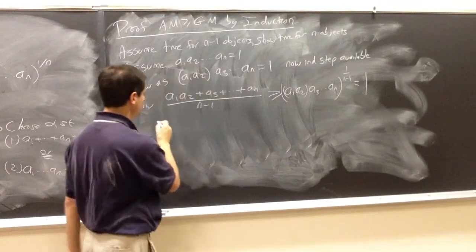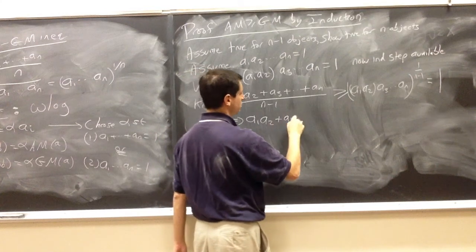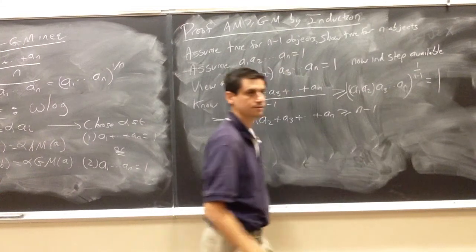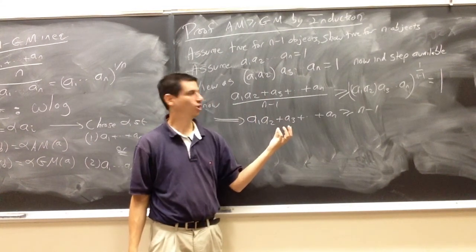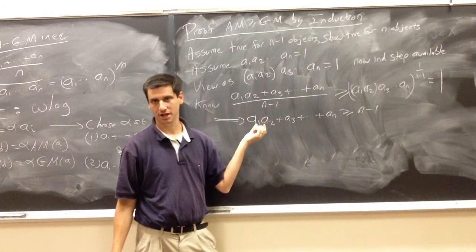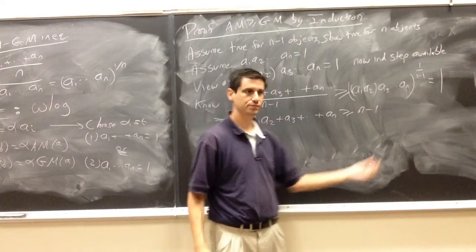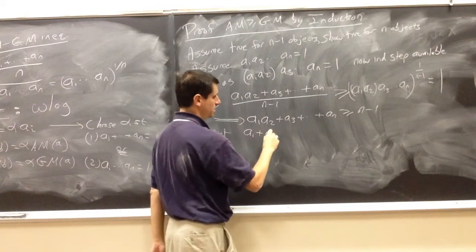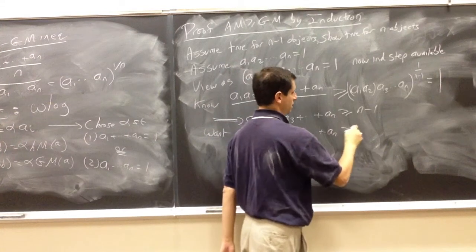So we can multiply through, and this tells us that a1 times a2 plus a3 plus an is greater than or equal to n minus 1. This is damn close to what we wanted. All we wanted was to have these added and not multiplied. And we don't want the minus 1. So we want a1 plus a2 plus a3 plus an is greater than or equal to n.